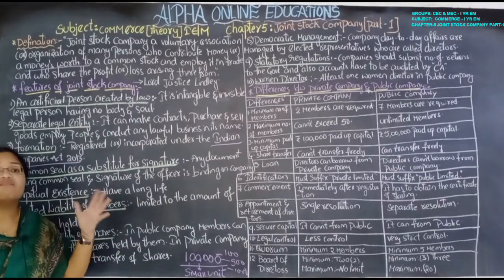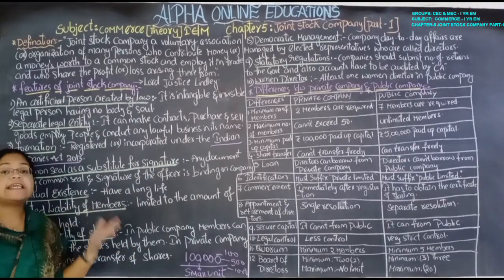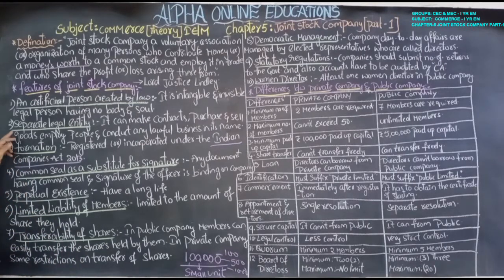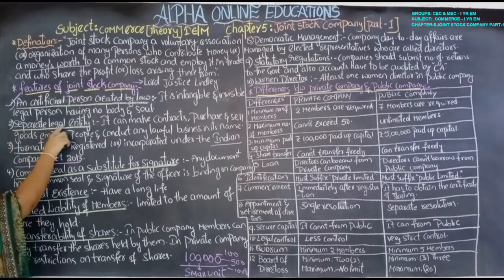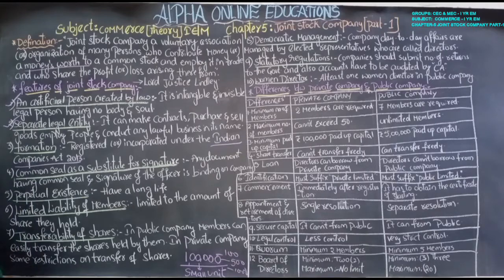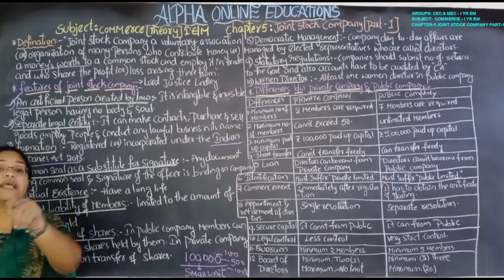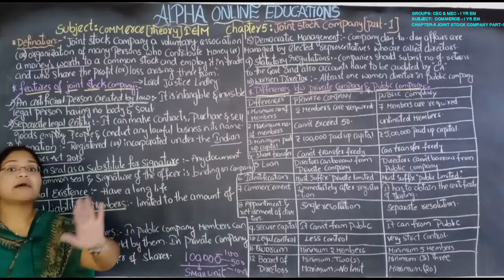It is an artificial person. It was created for the benefit of the people. Okay, next, separate legal entity. First one is artificial person. Okay, next, separate legal entity. What the business says? Business is different and owner is different, both are separate.